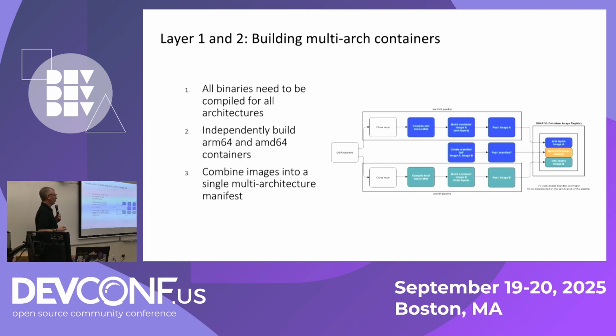Okay, so what are the gotchas that you've got in there? Layers 1 and 2, building multi-arch containers. So a multi-arch container, can I get a show of hands who knows what a multi-arch container manifest is? Okay, it's worth explaining then.